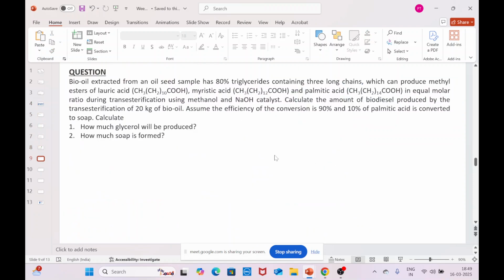So this is the question. In equal molar ratio, using methanol and sodium hydroxide catalyst, calculate the amount of biodiesel produced by the transesterification of 20 kg of bio oil. Assume the efficiency of conversion is 90 percent and 10 percent of palmitic acid goes to soap. Calculate the glycerol produced and soap formed.